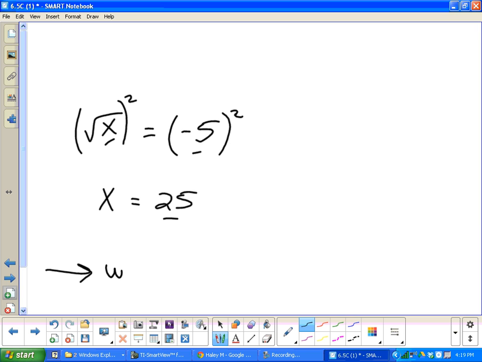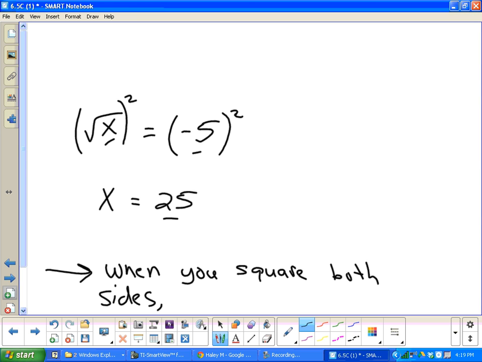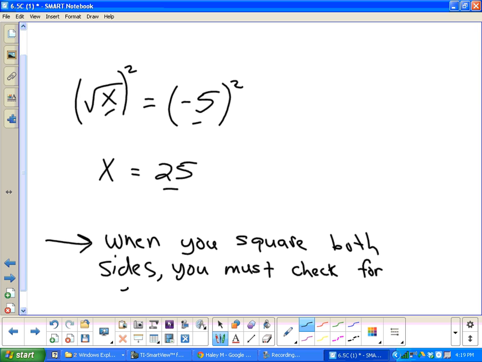Okay, my point is this. When you square both sides, and we could expand this to not just when you square, but when you raise both sides to an even power. Okay, but it's also working when you're going to square both sides, which is what you're going to do. And when you square both sides, you must check for extraneous solutions.